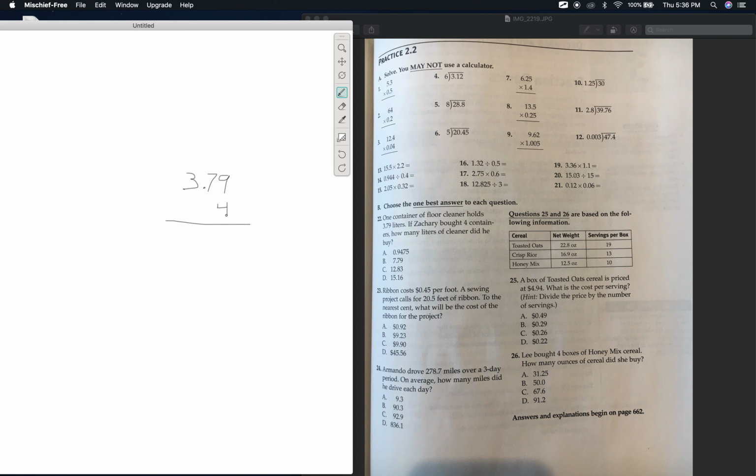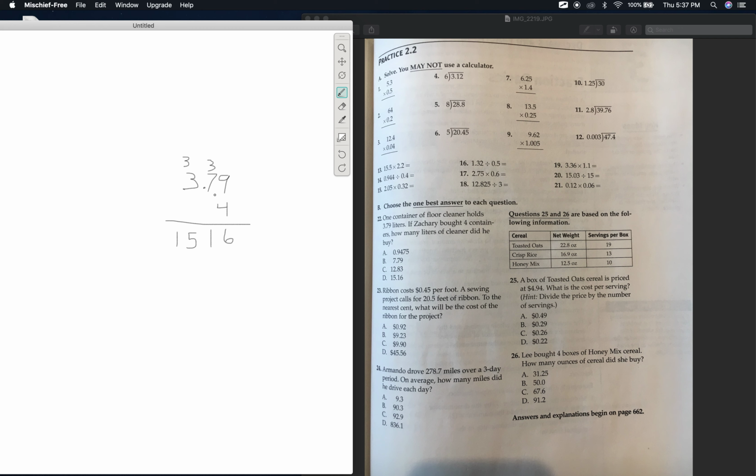So 4 times 9 is 36. 4 times 7 is 28, plus 3 is 31. Carry 3, put down the 1. 4 times 3 is 12, plus 3 is 15. There we have it. So easy.